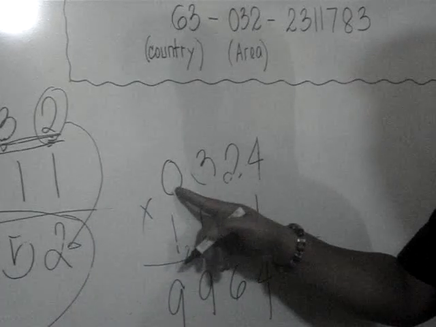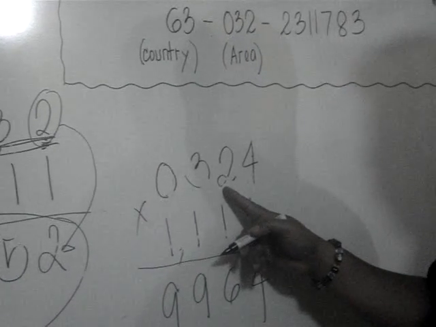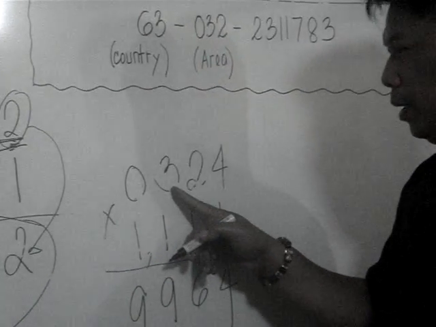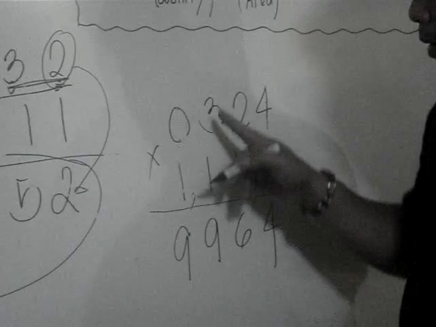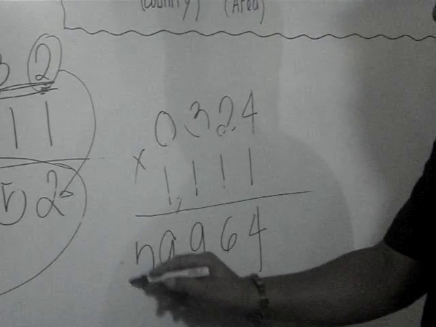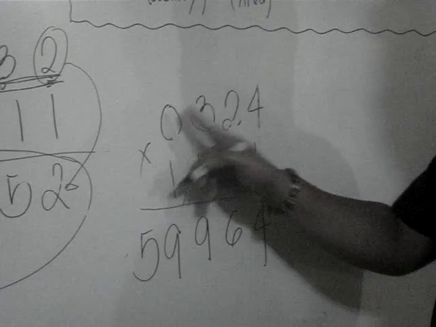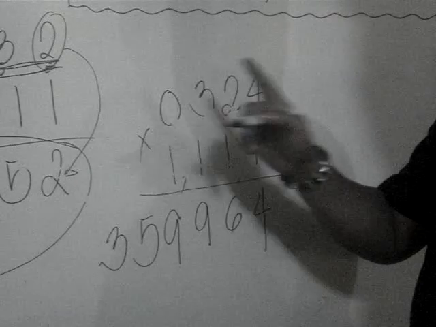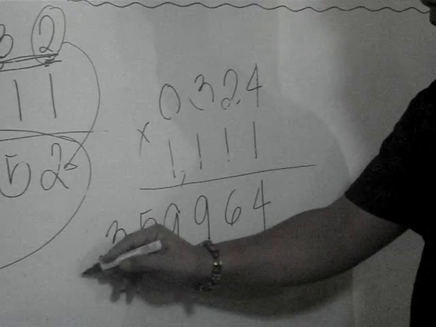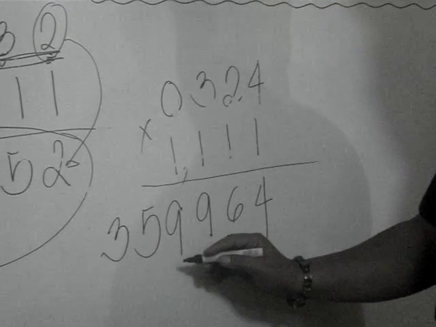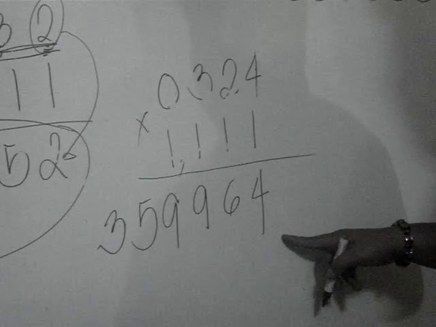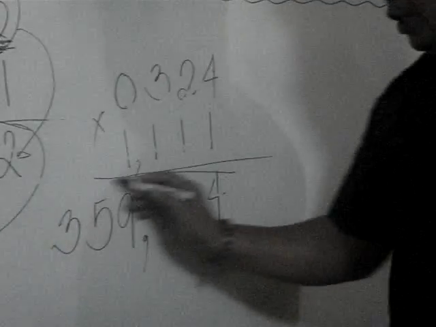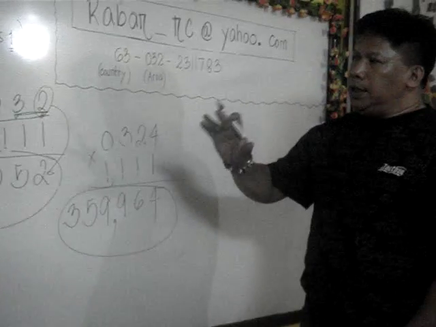After having this 4, go back to this one with 3. 2 plus 3 will give you 5. Plus 0 is still giving you 5. Then after 3, take 2. 0 plus 3 will give you 3. And then the last one is 0. No need of writing 0 because writing 0 here is just the same as having this number. So the answer therefore is 359,964.